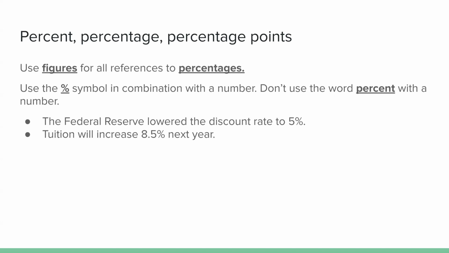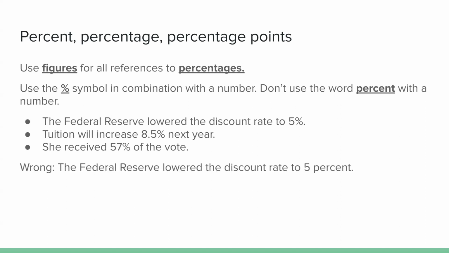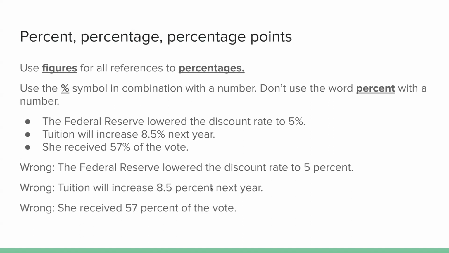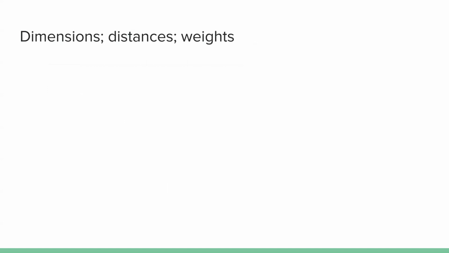Tuition will increase 8.5% next year. Got a figure and a percent symbol. She received 57% of the vote. It would be wrong to write out the word percent according to current AP style guidance. Okay, pre-2019, that usage right here would have been correct. Tuition will increase 8.5 percent next year. Again, this would have used to be right, but now it's wrong. Same thing with percent. Okay, and notice that we've used figures everywhere.